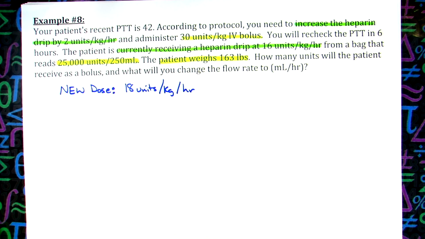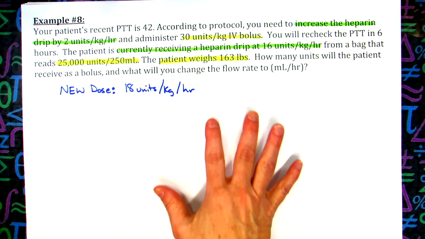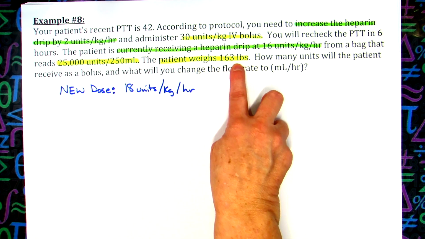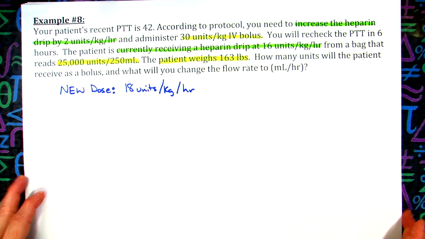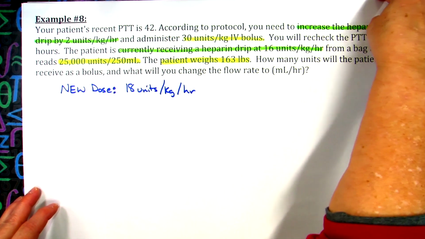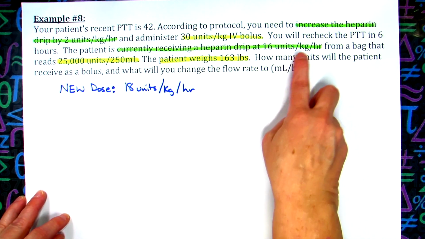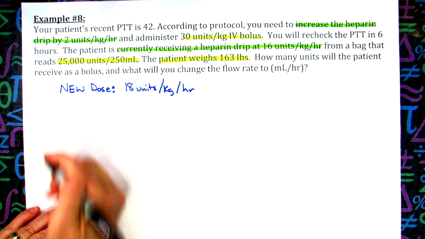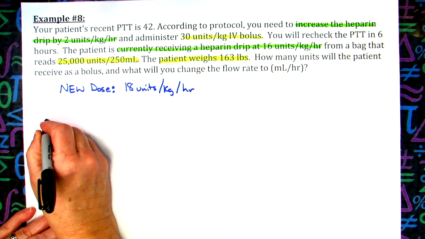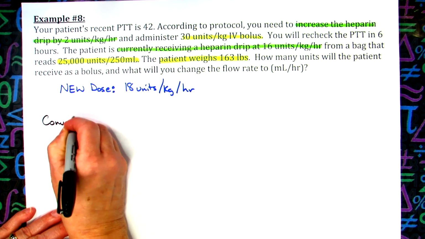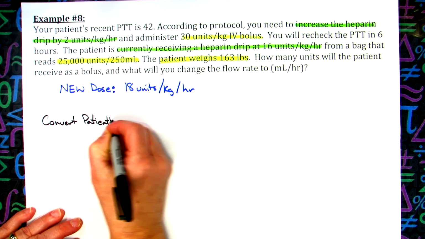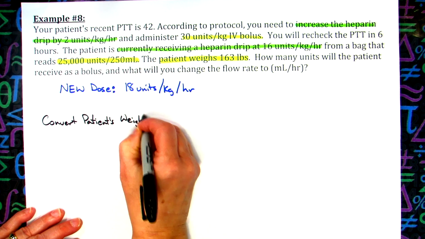Okay, so one thing at a time. This is going to be something where we're going to have to involve weight. So the very first thing you're going to have to do, you notice that the patient's weight there is in pounds, and everything as far as what we're being given is kilograms. So the very first thing you need to do is convert the patient's weight to kilograms.